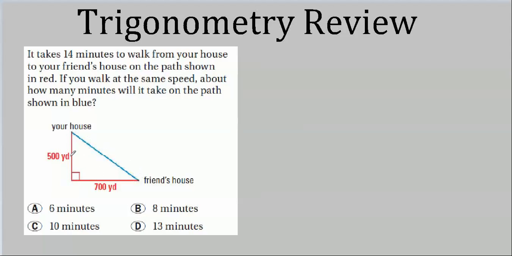Well, I think probably the first thing we need to do is figure out what your actual speed is. If you're covering this 500 and 700, that's 1,200 yards, right? So we've got yards. I want to figure out how many yards per minute we're covering here. So we got 1,200 yards over 14 minutes. So we figure out the speed at which we walk, and it's 85.7 yards per minute. So in 1 minute you walk a little less than a football field. Yeah, I suppose that's about right.